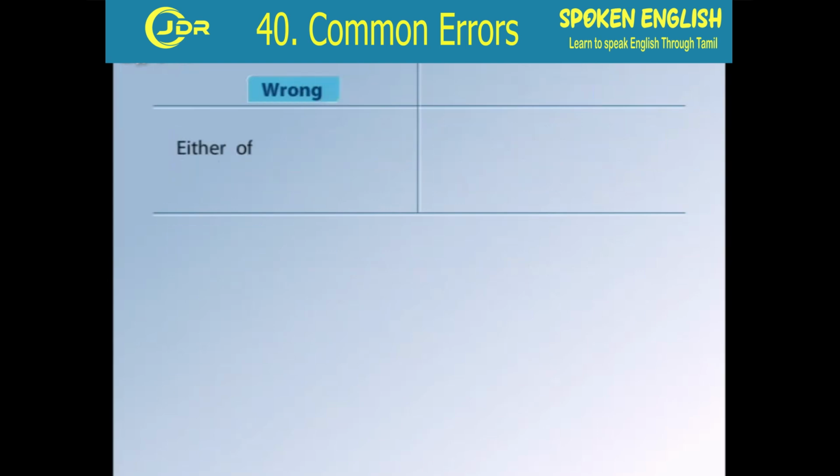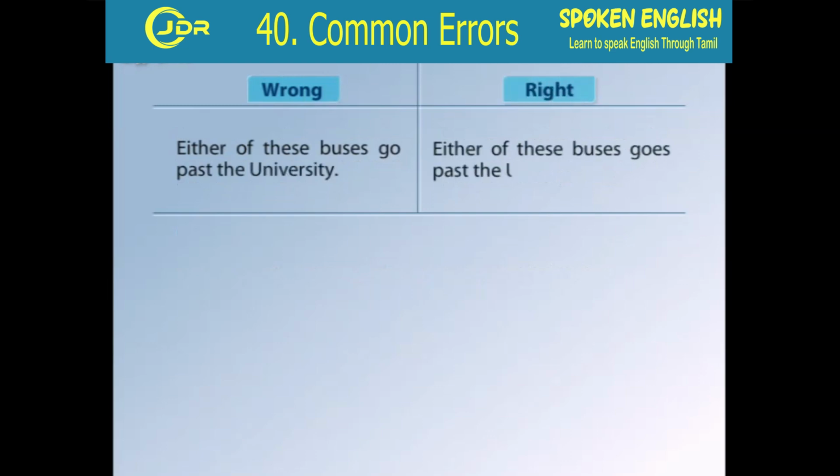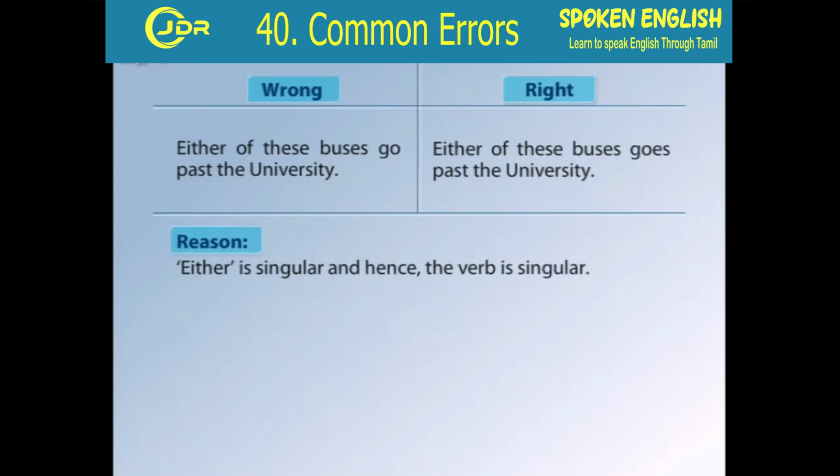Wrong. Either of these buses go past the university. Right. Either of these buses goes past the university. Reason: either is singular and hence the verb is singular.